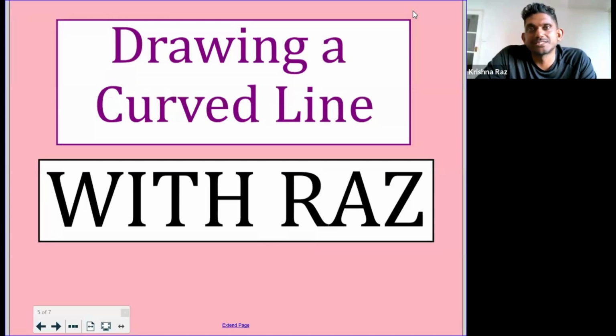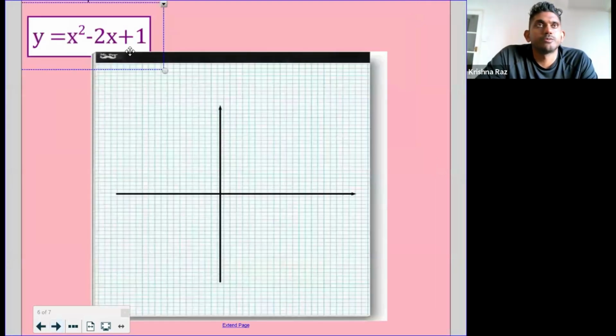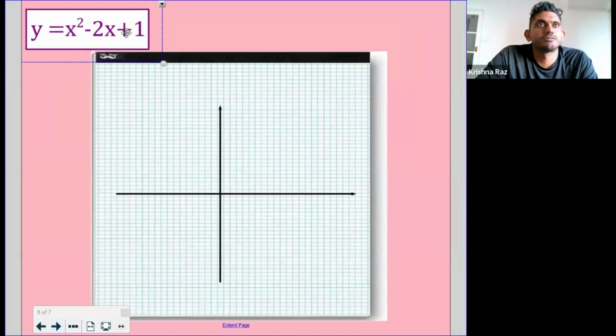Hi guys, my name's Raz, and today we'll be looking at how to draw a curved line. So I have two examples, let's get cracking. So we have this graph, y equals x squared minus 2x plus 1, and we're asked to draw it.